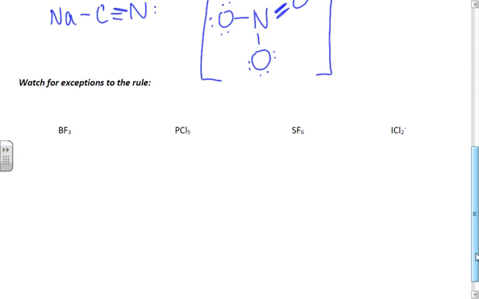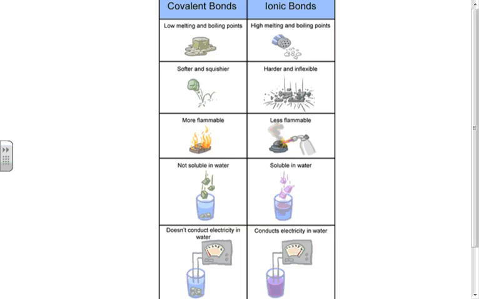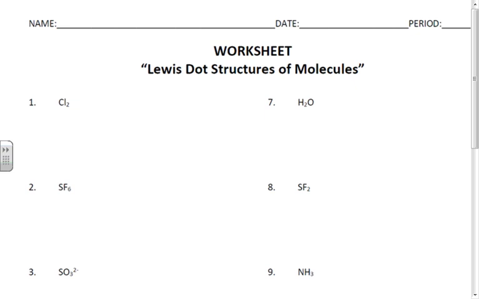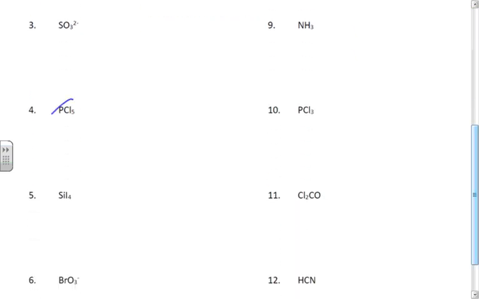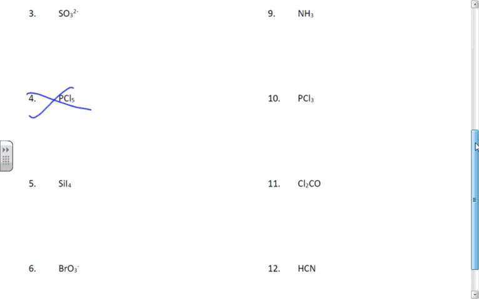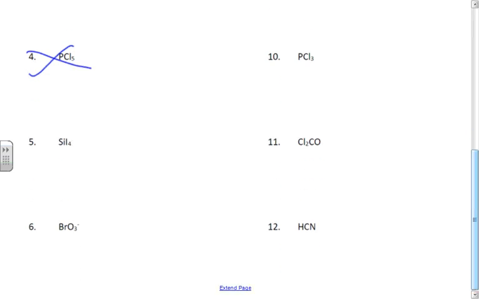There are some exceptions where you can have more than 8 electrons around that central atom. We can have an expanded octet. But we're going to talk about that just a little bit later. So on your assignment that you're going to be working on, we're going to cross off some of those that would fall into that category. So we're going to cross off number 2, and we're going to cross off number 4. And you're going to have 2 of these here that are going to be extra credit. So 11 and 12 on your assignment will be worth extra points.